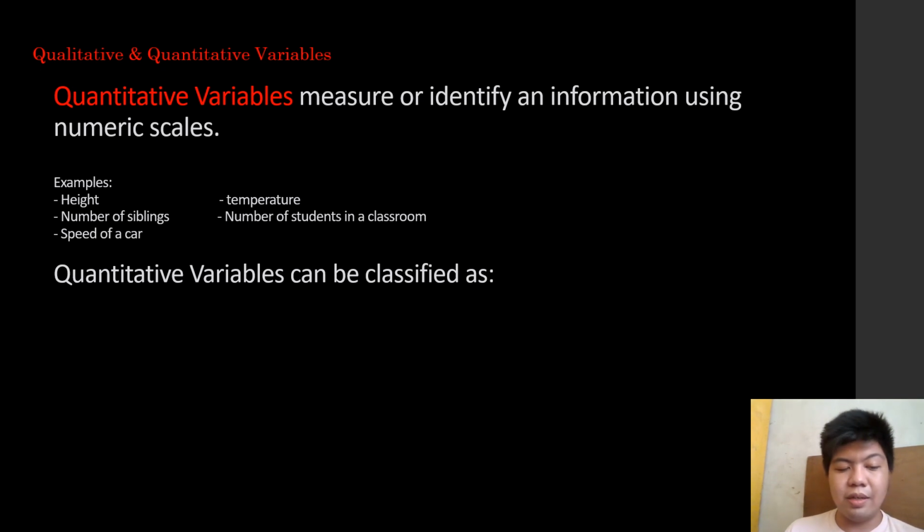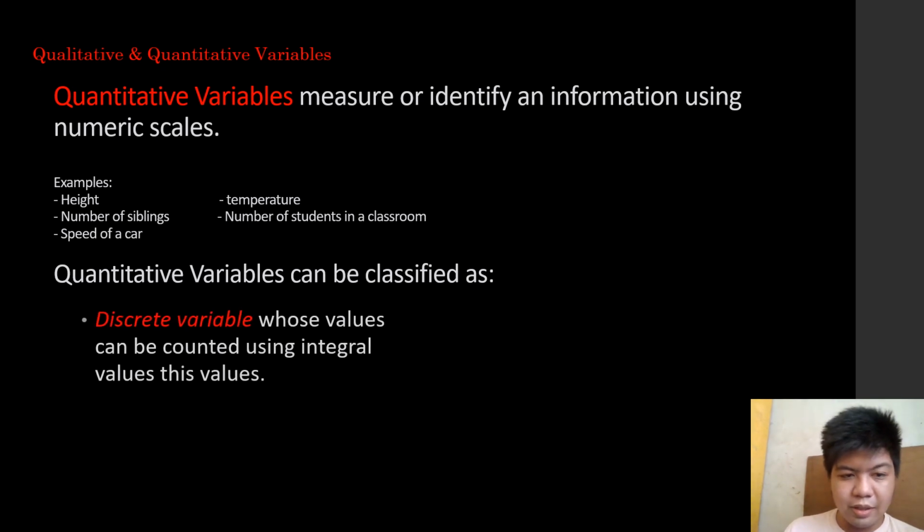Quantitative variables can be classified as: first, discrete variables. Those variables can contain only integral values. Magbibilang lang natin siya kung integral values.